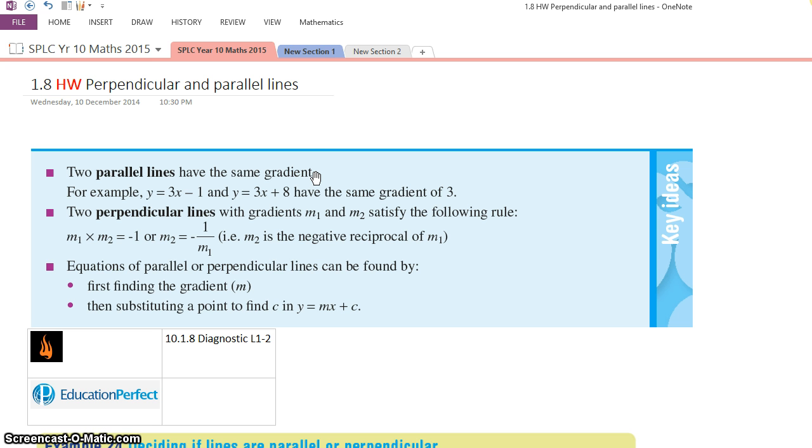So the easiest way to tell if lines are parallel is to get them into the gradient and intercept form. You can see these two lines here, y = 3x - 1 and y = 3x + 8. They've got the same gradient of 3, so they would be parallel.